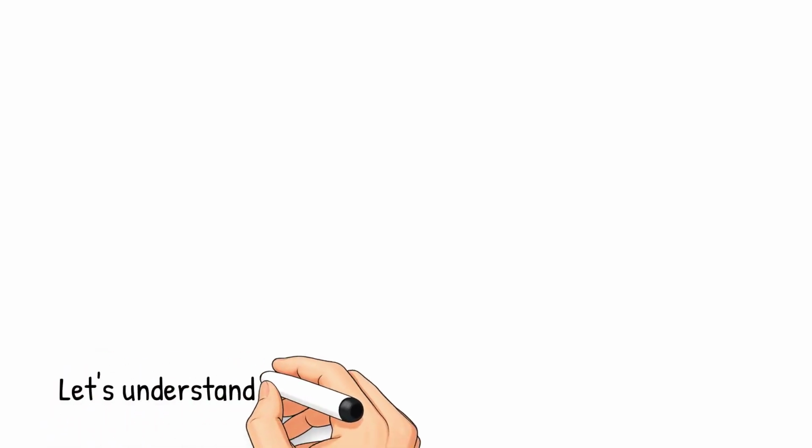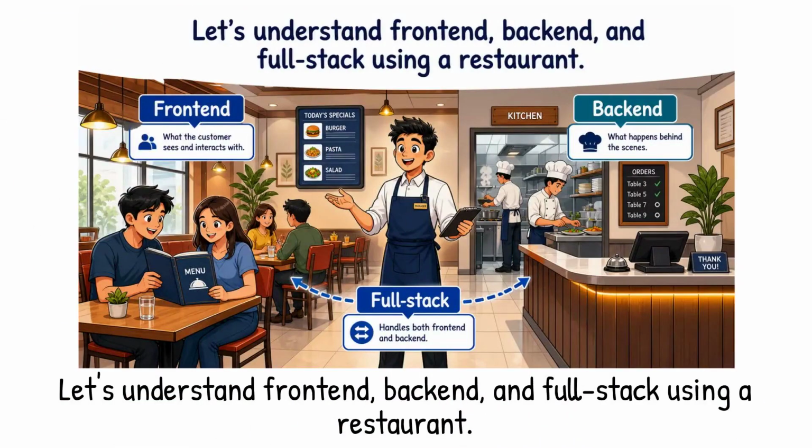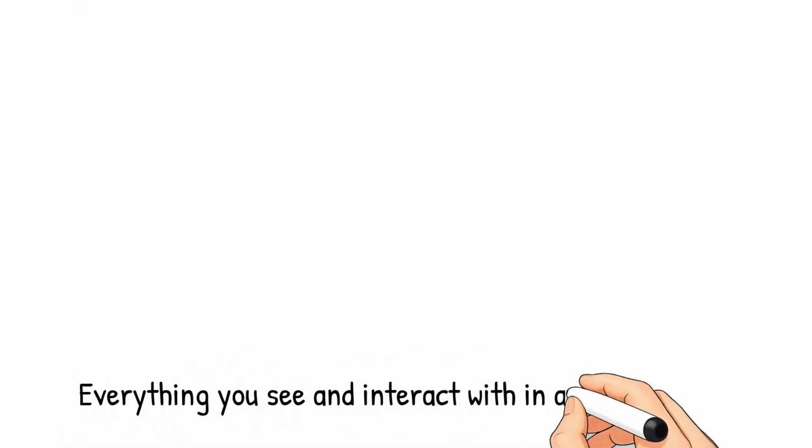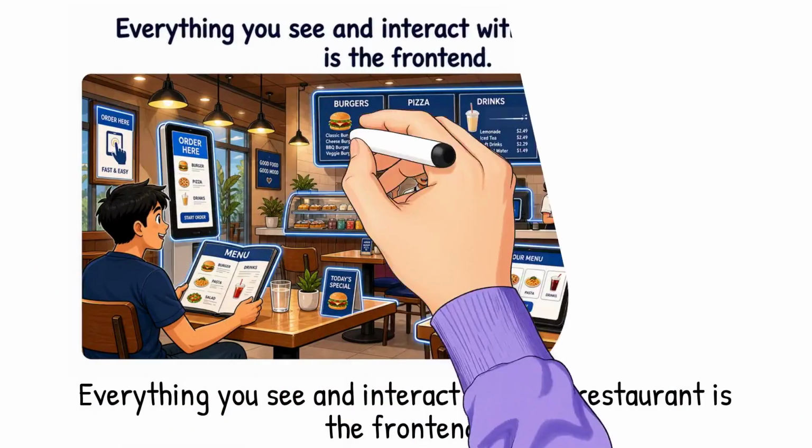Now let's understand all 3 using something you already know: a restaurant. Think about your favorite restaurant. When you walk in, what do you see? The tables, the lights, the menu, the decoration, the staff taking your order. Everything you can see, touch, and interact with. That part, the part the customer experiences directly, is the front end.